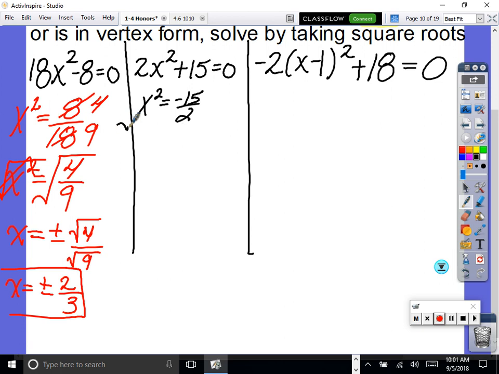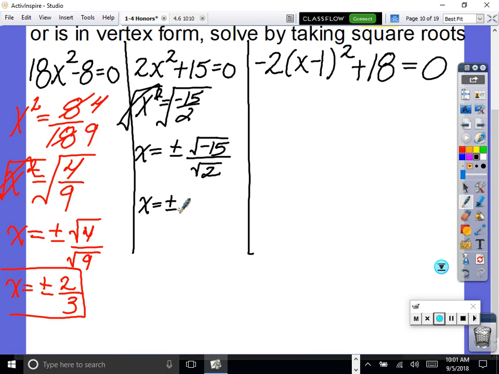Square root both sides. Okay, so we have x is equal to plus and minus. Now, once again, listen to the rule. If you have a fraction, you need to split up the top from the bottom. The negative, you're going to put on the top always, just because. We want i's on top, not on bottom. So we have the square root of negative 15 over the square root of 2. So we have x is equal to plus and minus.